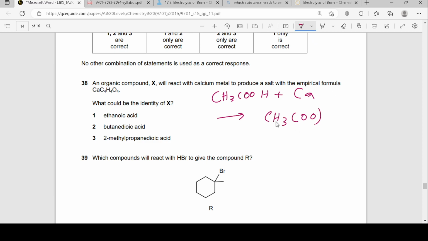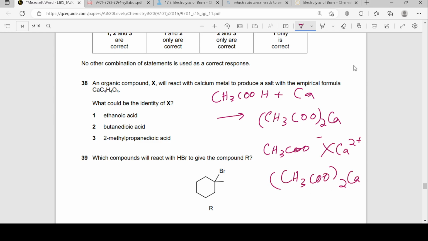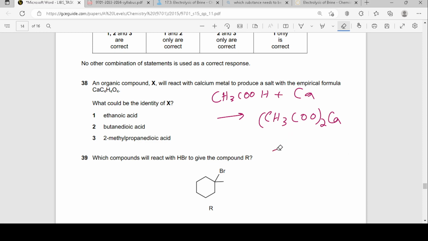So basically, I would get an ionic compound, right? So CH3COO twice Ca, because CH3COO has a negative charge, so CH3COO minus, and then Ca2 plus, right? So if I cross multiply, I get CH3COO twice and Ca. Okay, that's the ionic compound I get, plus hydrogen, obviously. So you can make it 1 by 2 H2. So it's a similar reaction to what you get with sodium metal reacting with a carboxylic acid. Okay, so is that the same as Ca C4H4O4?